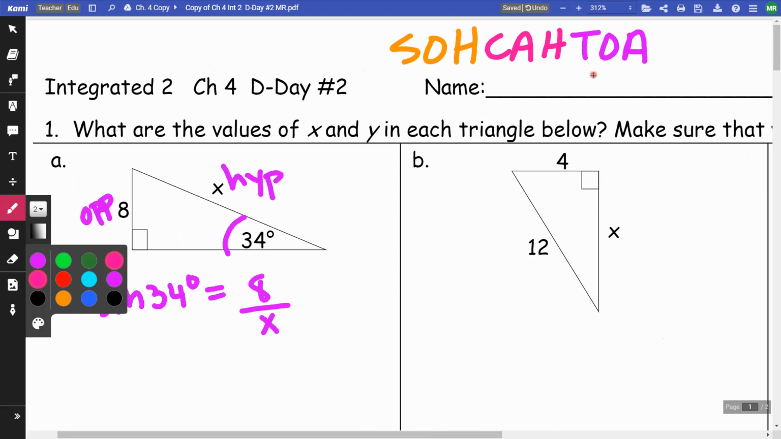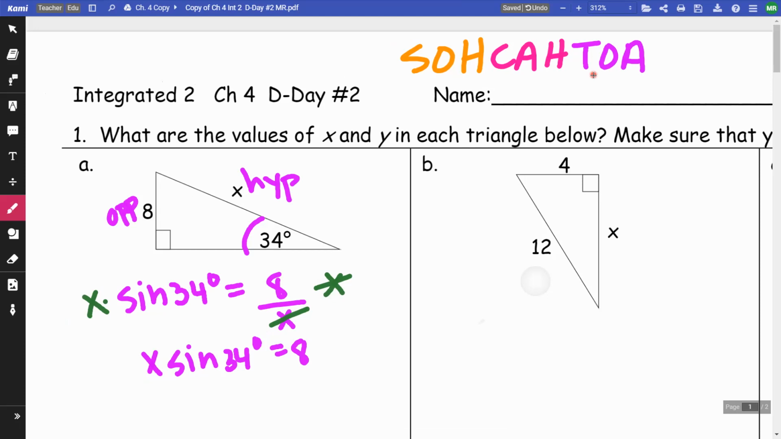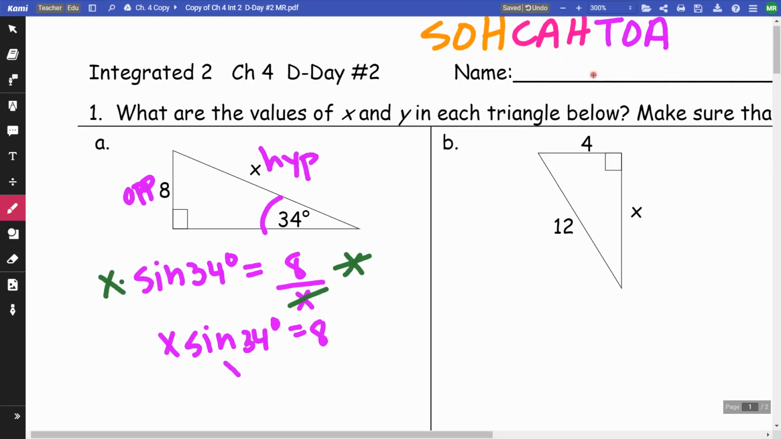I am going to multiply both sides by x. That's going to get rid of those. And I am going to get x sine 34 degrees is equal to 8. I'm going to divide both sides by sine of 34 degrees.